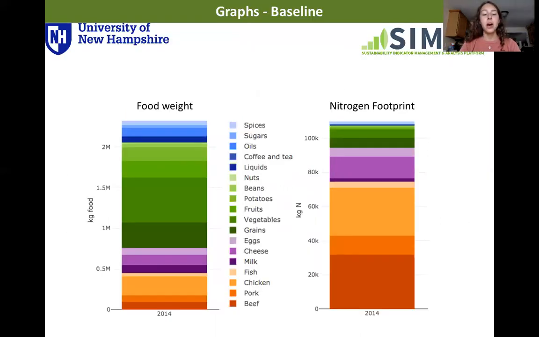To further break this down, on the left here is the food weight of each food category purchased in 2014 in terms of kilograms. And on the right here is the nitrogen footprint from the 2014 baseline. Now, what I'm trying to get across here is that if you look on the left, the amount of meat purchased, so the amount of weight, is not as significant as some of the other food categories. However, it does have a very significant impact to the nitrogen footprint, as it encompasses, again, about 80%.